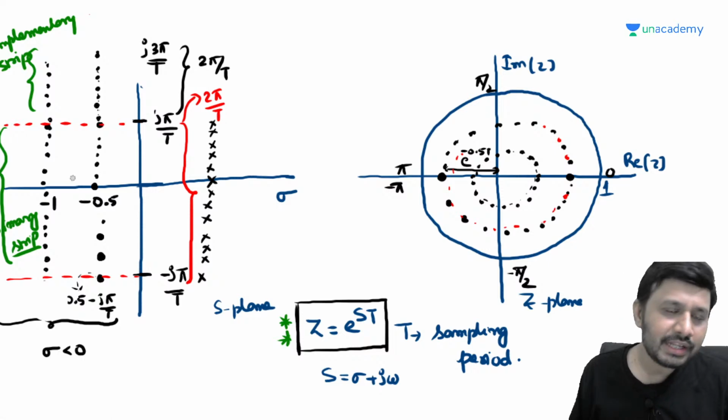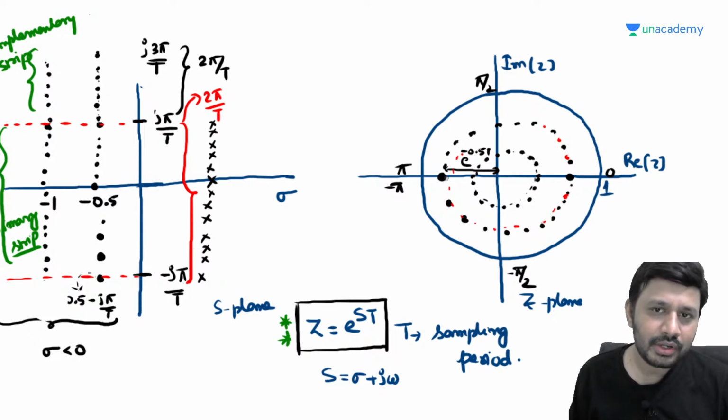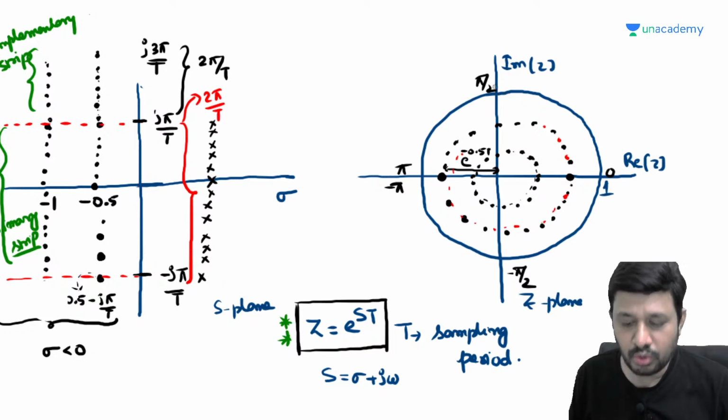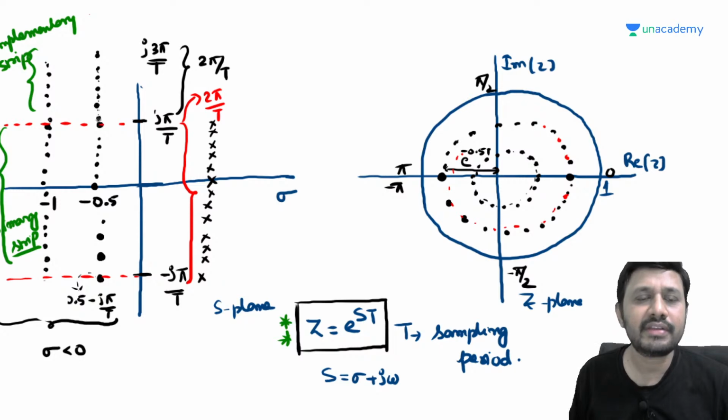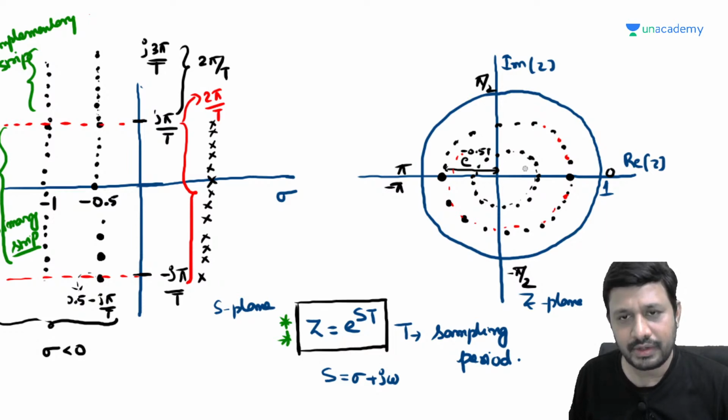If I take the values of sigma less than 0 and consider a strip of width 2 pi by t, I get circles inside the unit circle. For this case, we will get circles over and over, meaning repeated. Because if I increase the values of omega from pi by t to 3 pi by t, again the same circles we came across will get repeated. Over and over.